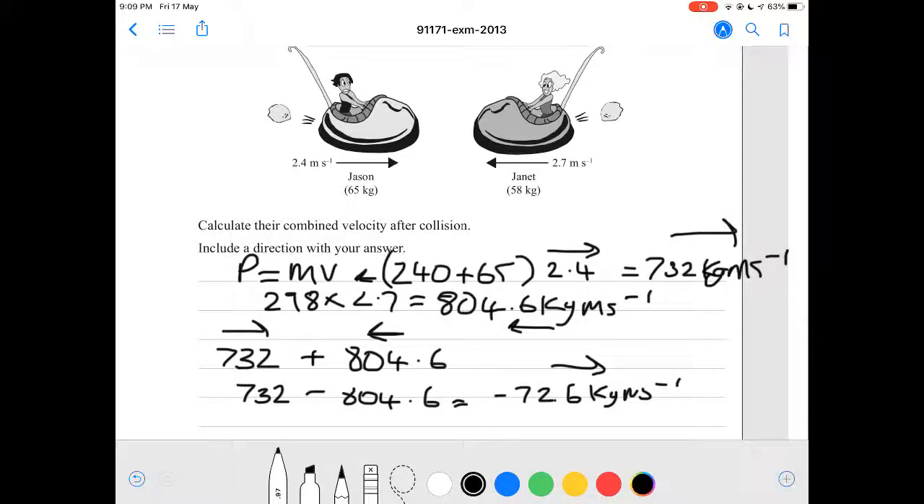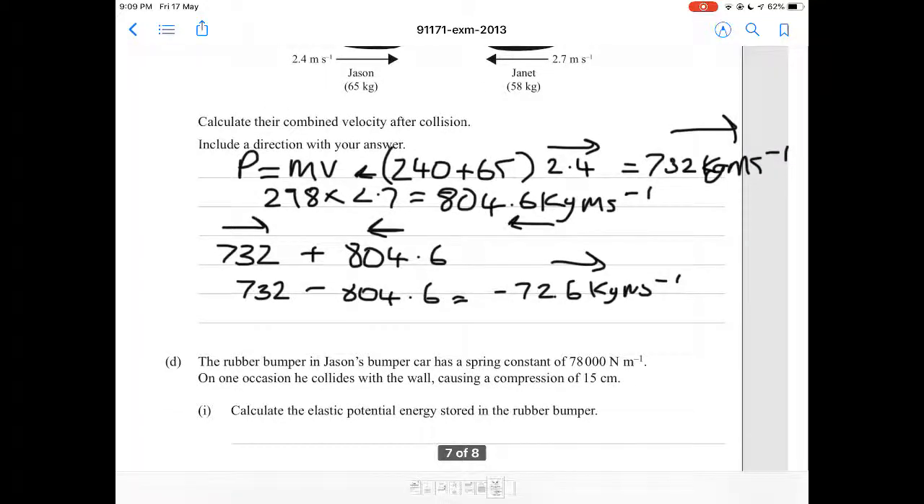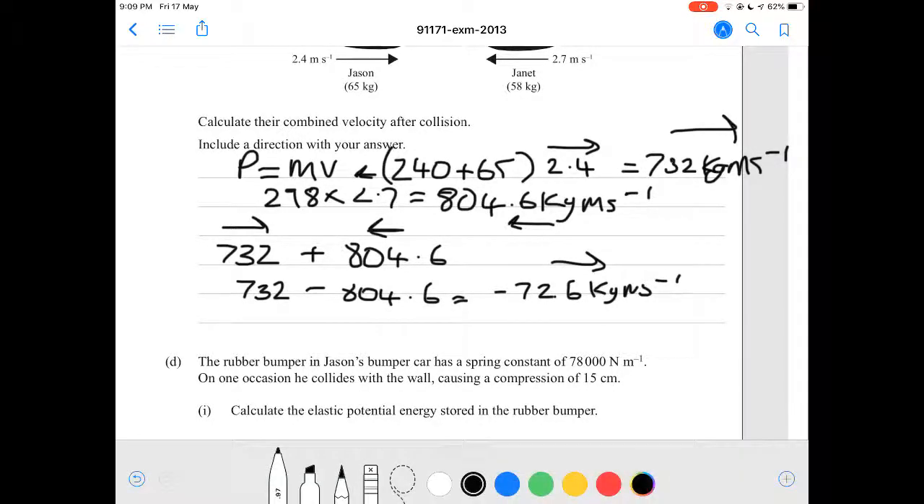Okay, so we know that we can't have a negative momentum. It's impossible to have a negative mass, and it's impossible to have a negative speed. It doesn't work, okay? So basically we're going to flip the sign and we're going to flip the direction. So remember, when you have a negative, flip the sign, flip direction. You have to do both. So instead of negative 72.6 acting to the right, we're going to say it's positive 72.6 acting to the left, okay? So we're going to flip the direction.